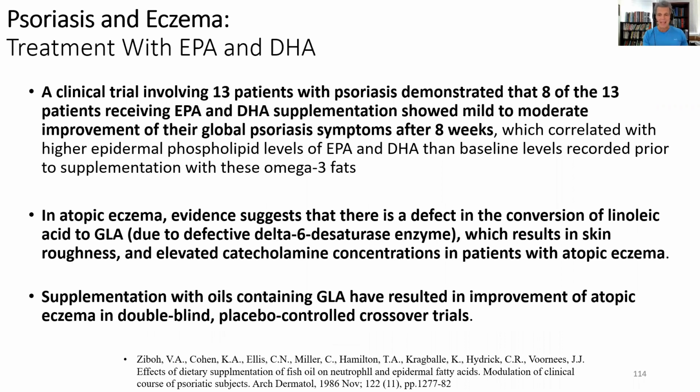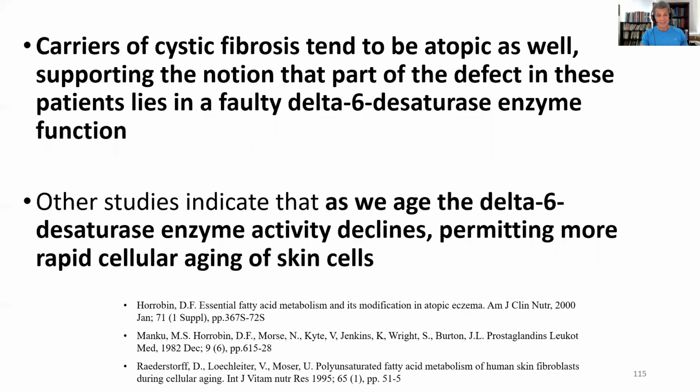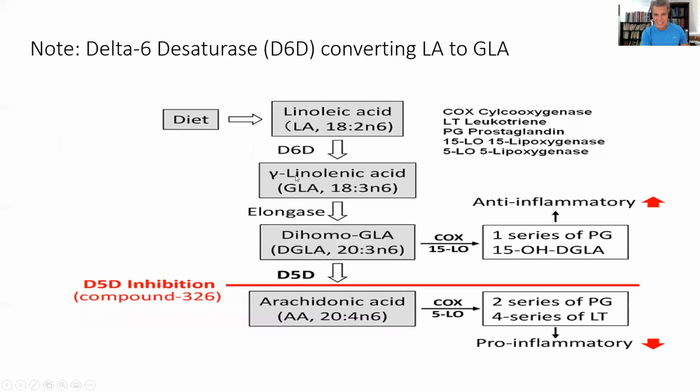So here are studies on eczema and psoriasis showing improvement when you give the person EPA and DHA, also gamma-linolenic acid for eczema, extremely helpful. And people with cystic fibrosis tend to also be atopic and they have skin lesions. Often this is because there's a delta-6 desaturase enzyme problem. As we get older, delta-6 desaturase is less active, and you don't get normal skin cell smoothness and prostaglandins. Once again, if you give people gamma-linolenic acid from borage seed oil, it becomes dihomo-gamma-linolenic and becomes prostaglandin series 1.